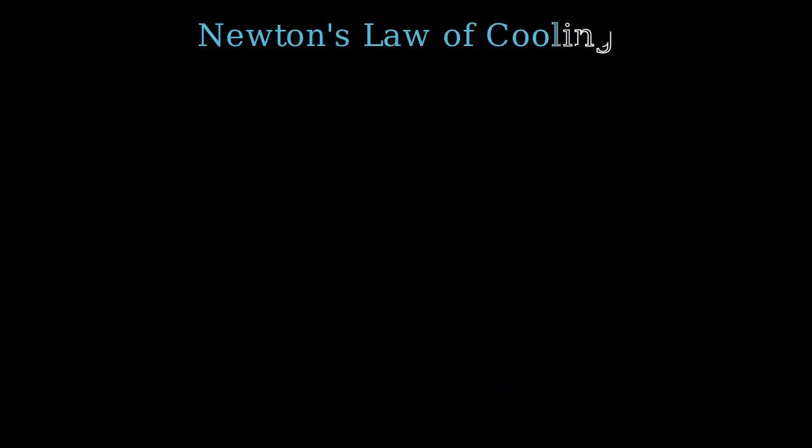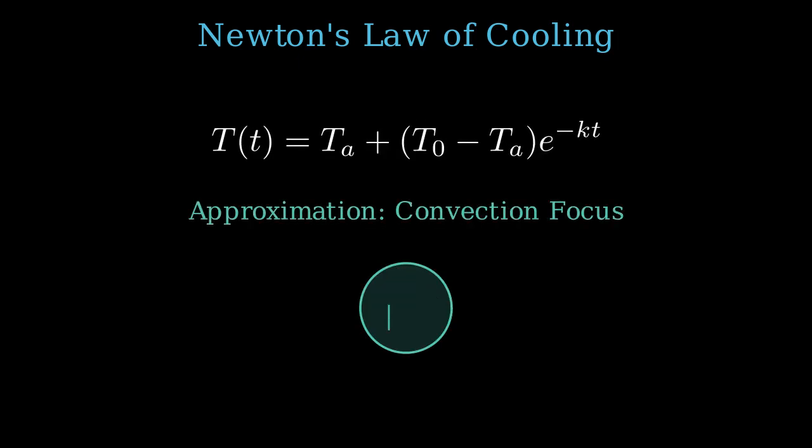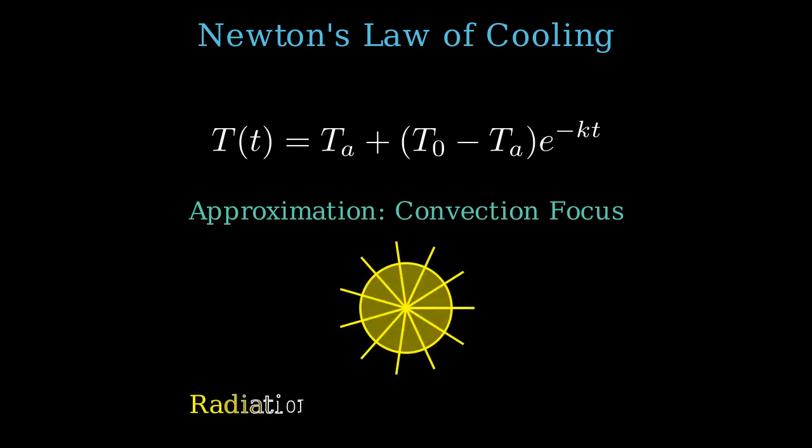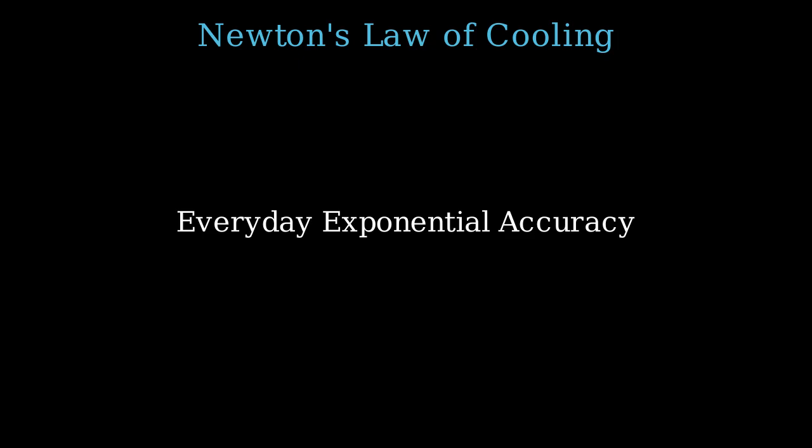It is important to remember that Newton's law of cooling is an approximation that works best when the temperature differences are relatively small, and the primary mode of heat transfer is convection. If an object is glowing hot, it might lose more heat through radiation, which follows a different physical law entirely. However, for most everyday scenarios, the exponential model is incredibly accurate.